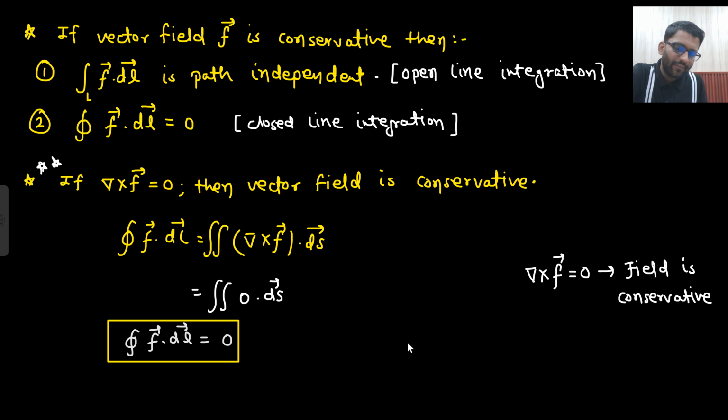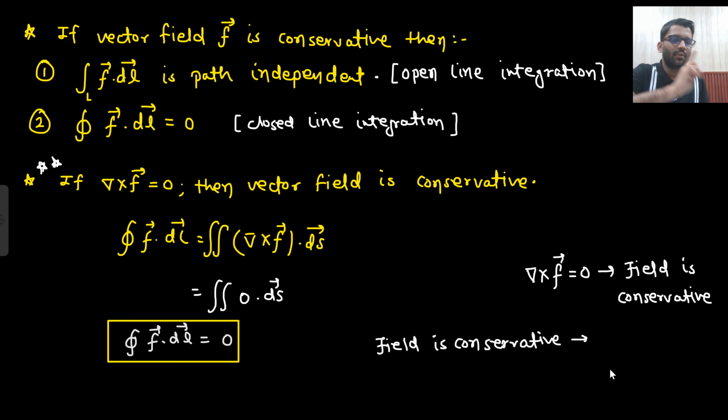Now secondly, I am saying that my field is conservative. If my field is conservative, then what is the bottom line? What is the first statement? If your field is conservative, then your f dot dl is path independent. What is the second statement? That this is 0. So if your field is conservative, then this closed line integral is 0.